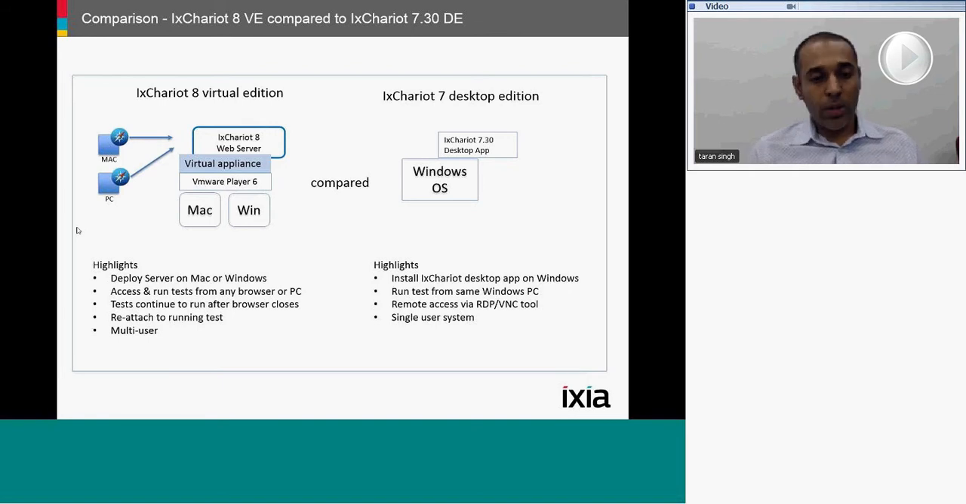Now, if you're familiar with IxChariot 7, it's a desktop application, so it runs on your laptop. It has to be Windows. You can access it remotely via a remote desktop or through a VNC tool. All the tests have to be run from that same Windows PC. And it's a single user system. So there are some marked differences between the two products. We recommend, based on your use case, to choose between them as we continue to support both product lines.